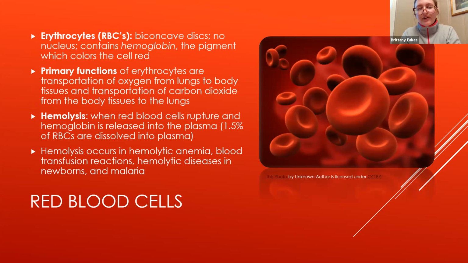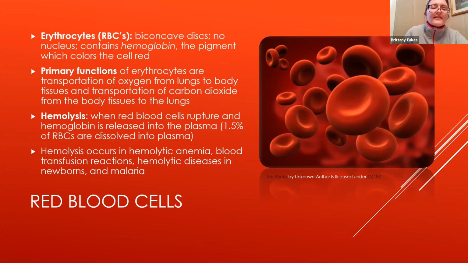Your red blood cells are your erythrocytes, which are biconcave discs, which is just an adjective to describe their shape. You can see in this picture how it dips in a little bit on both sides, a little depression on each side. They do not contain a nucleus. They contain a pigment called hemoglobin, which colors the cells red. The primary function of erythrocytes is transportation of oxygen from the lungs to the body tissues and transportation of carbon dioxide from the body tissues to the lungs for exhalation.